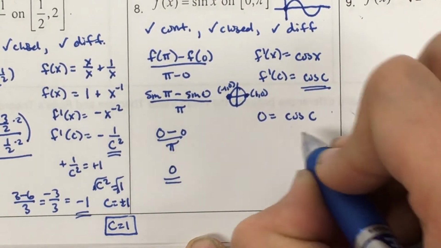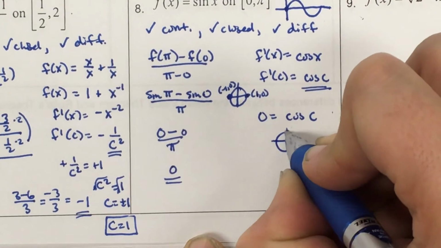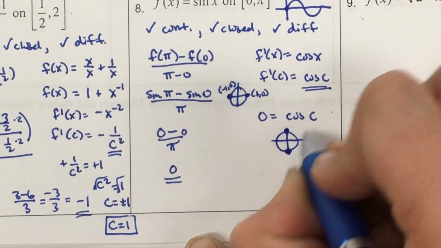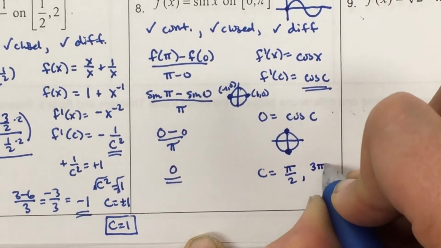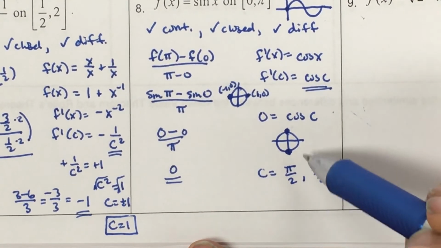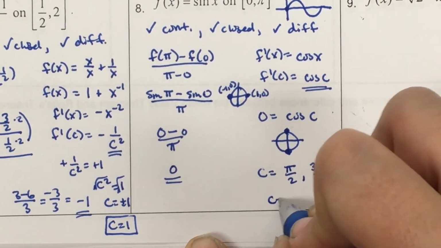So when is cosine going to equal 0 on your unit circle? Cosine equals 0 up here and down here. So I could say that's true when c equals pi over 2 and 3 pi over 2. But 3 pi over 2 is not on that interval, so my only answer is going to be c equals pi over 2.